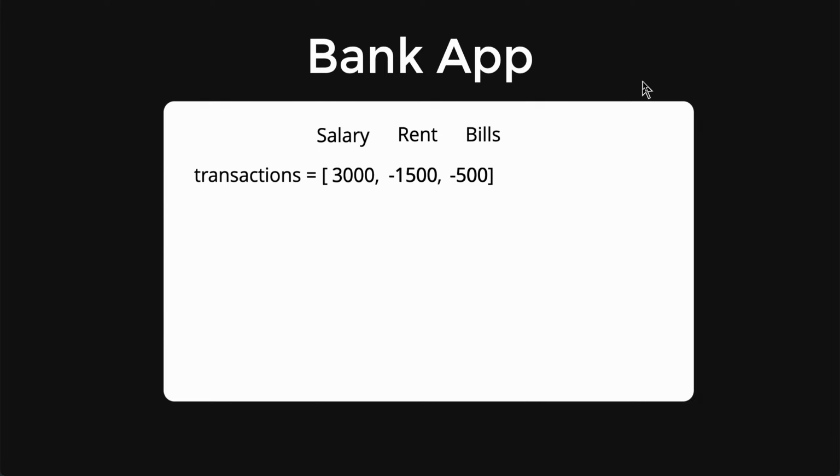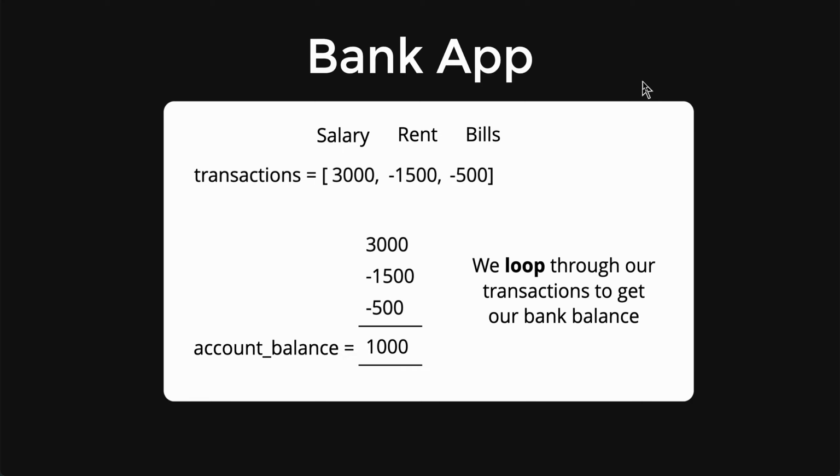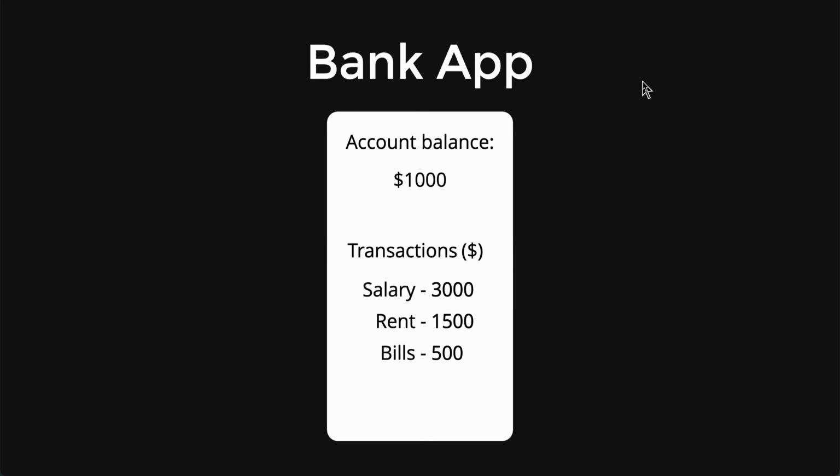If I were to go one by one, for example, if I were to take my salary and add my rent and add my bills, essentially what this does is give me the remainder 1,000, which is essentially our account balance. So with this, we actually loop through our transactions to get our bank balance, which is a property of arrays, which is the cool thing about arrays. And with this calculation, it will look similar in a bank app, where you can see the account balance is being calculated from the array of transactions that we have.